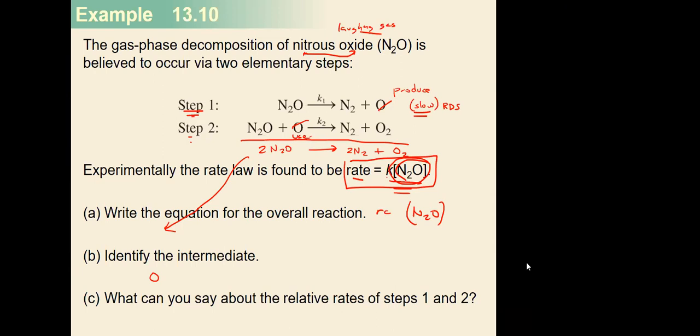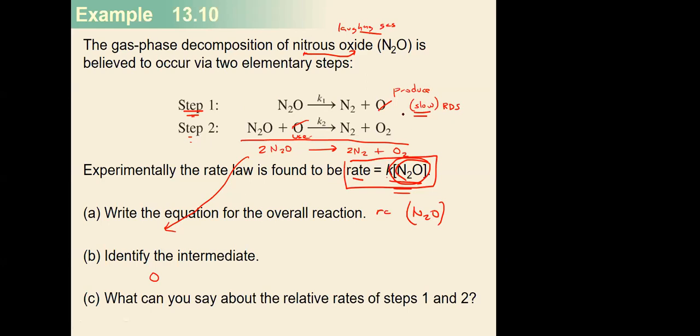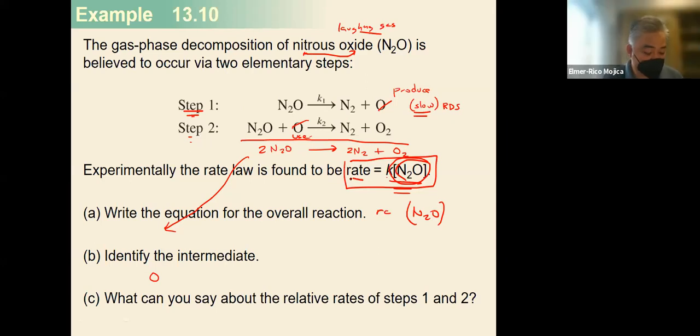Professor, so the answer to C is the first reaction. No, it just says what's the relative rate. So step 1 is slow. That's why I put the slow there. Okay. Everybody got that?